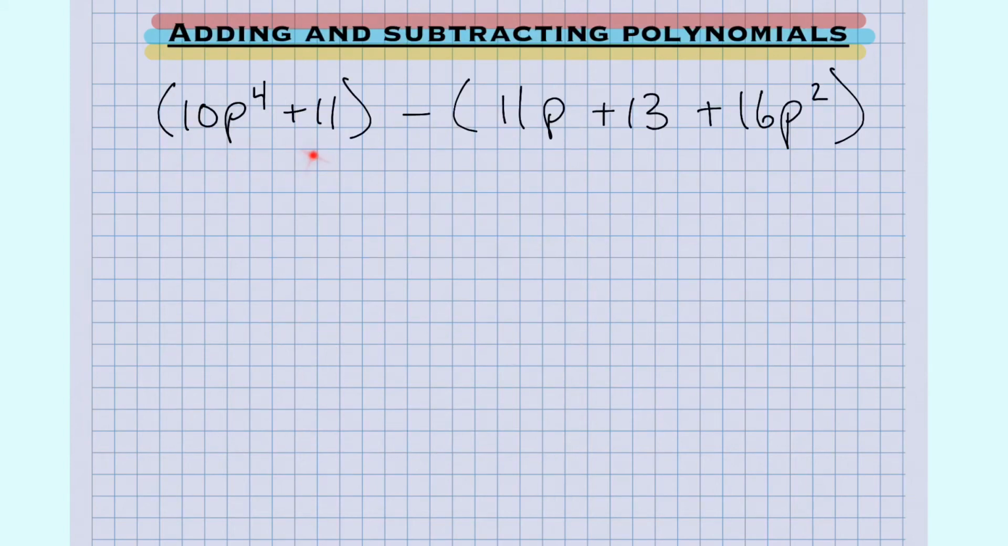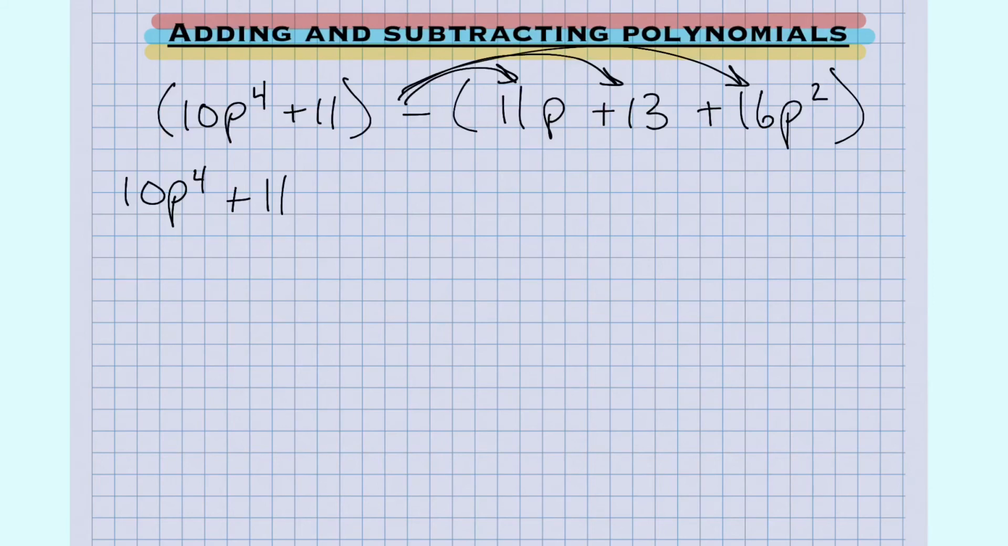All right, 10p cubed plus 11 minus 11p plus 13 plus 16p squared. Now this first one, we could drop these parentheses right off. So we have 10p to the fourth plus 11. And once again, when you distribute a negative sign into a polynomial like this, it changes all the signs to the opposite. So here we have a positive 11, positive 13, positive 16p squared. It's just going to switch the signs out in front.